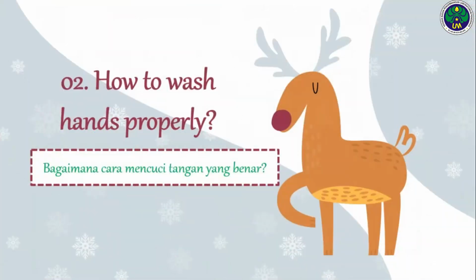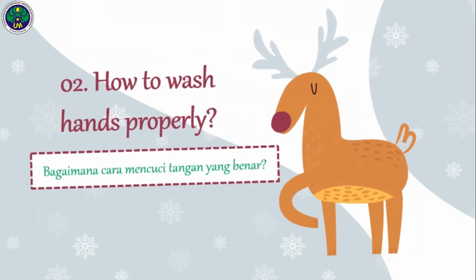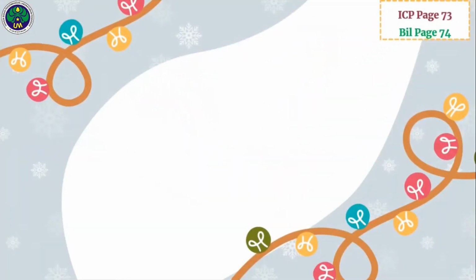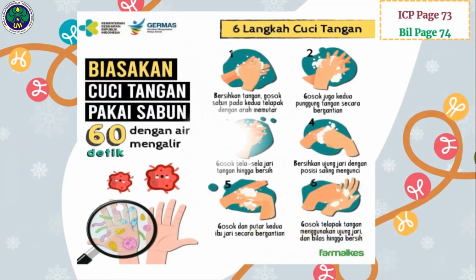Okay, how to wash hands properly? Bagaimana sih cara mencuci tangan yang benar? Okay, so for ICP, please open page 73, and for bilingual, open page 74. Nah, ini adalah bagaimana cara mencuci tangan. Nah, ada 6 langkah. Oke, mari kita amati bersama. Biasakan cuci tangan pakai sabun 60 detik dengan air mengalir.